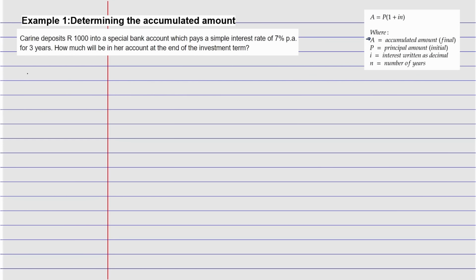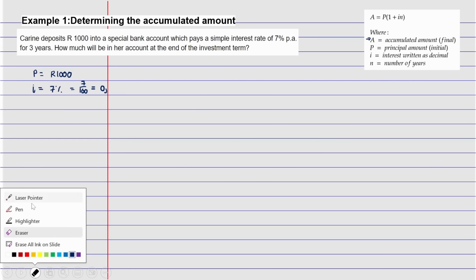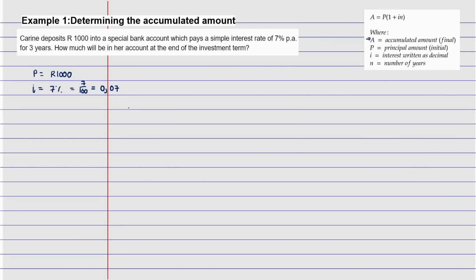So let's write all the given information. We have P, which is 1,000 rand. Then we have I, which is 7%. But remember that we need to change it, so it's going to be 7 divided by 100, which gives us 0.07. Then we have N, which is equal to 3. Then we have A, and A is the one that we're looking for.